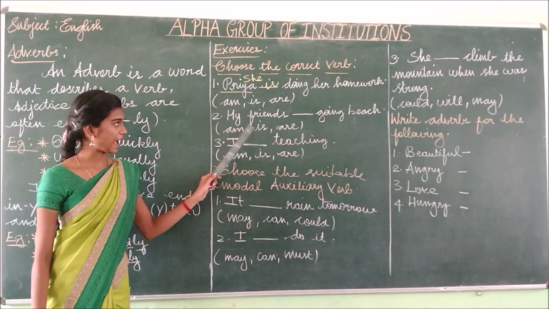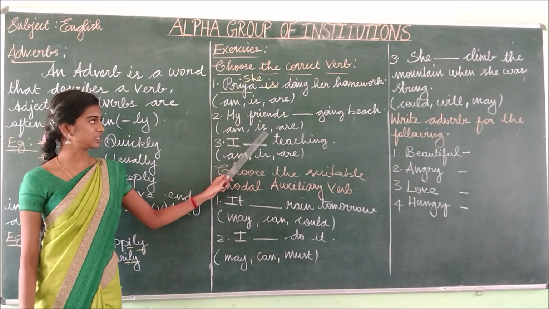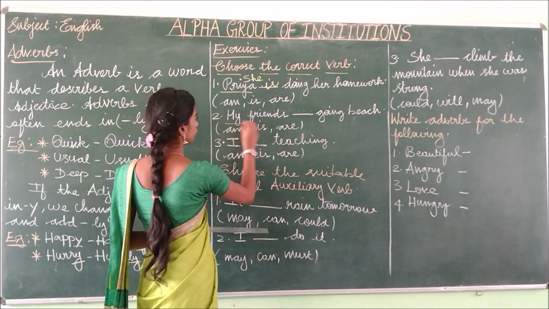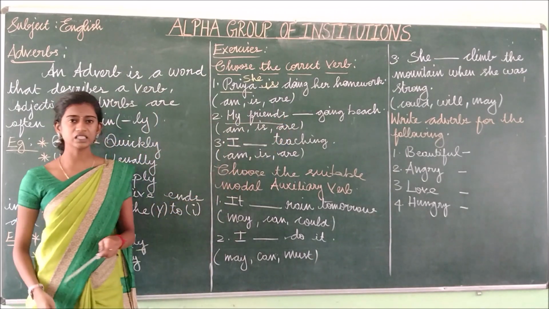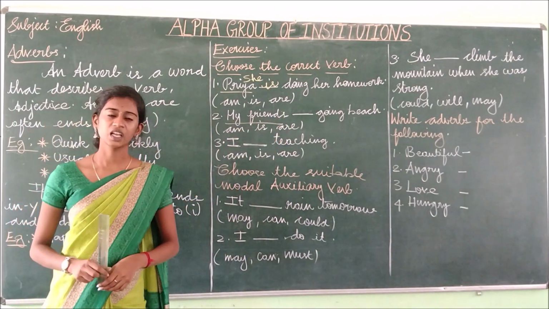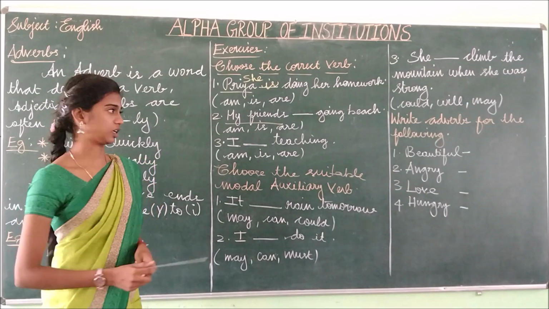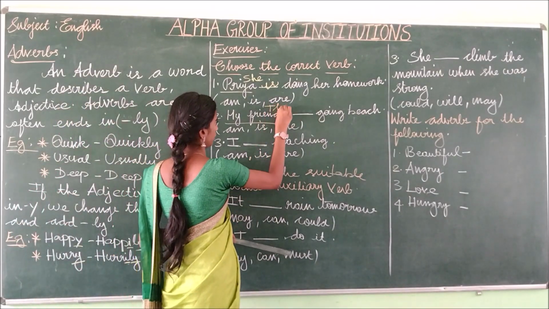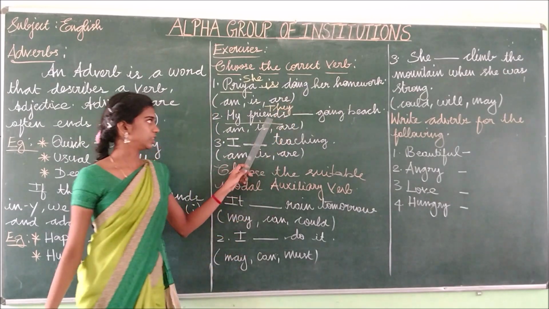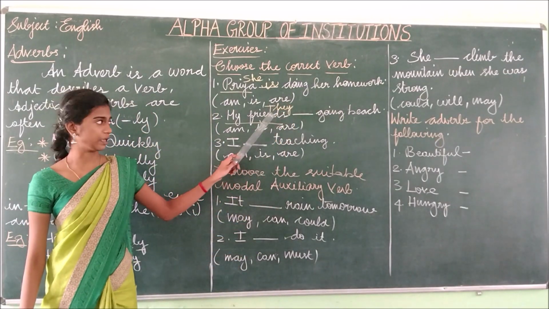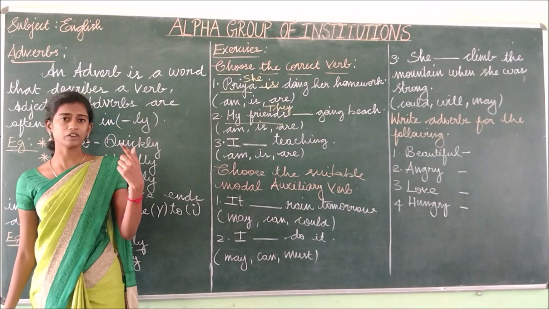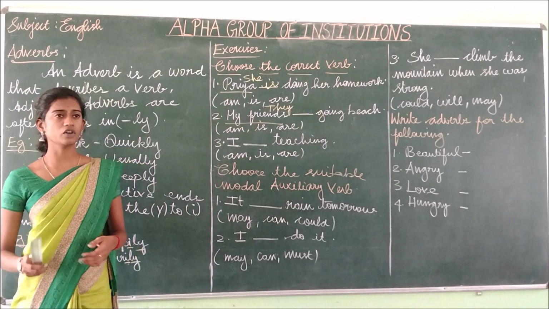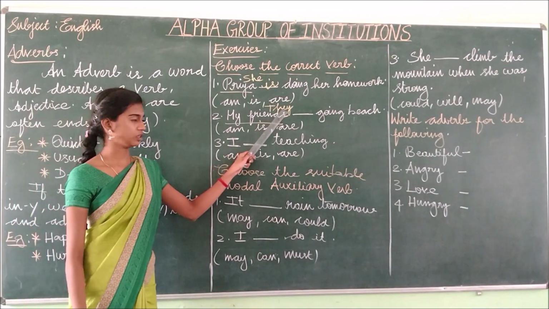And the options are am, is, are. So what is the answer for the sentence? Look at the subject, my friends. Is "my friends" singular or plural? Yes, it's a plural subject. So the pronoun for the plural subject is they, because "friends" doesn't refer to a single person. It refers to a group of persons. So we have used the pronoun they.